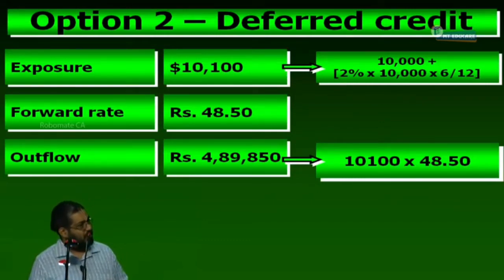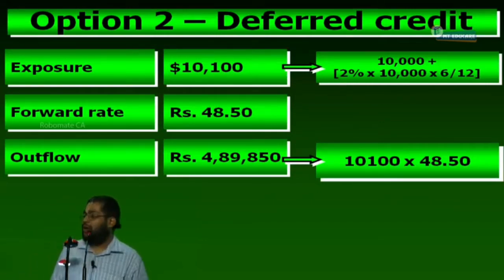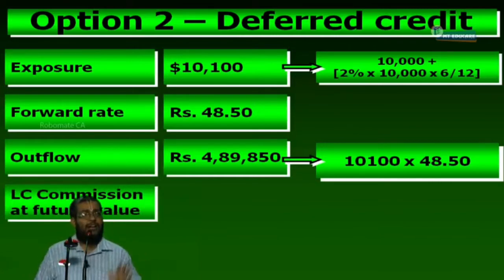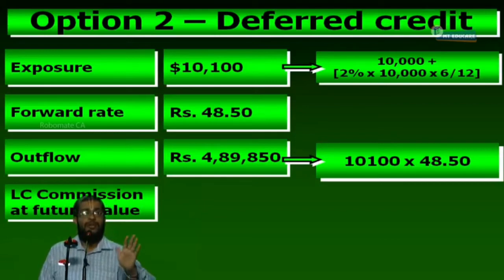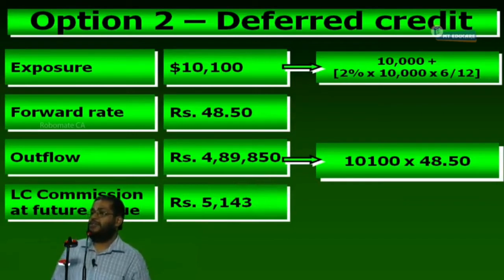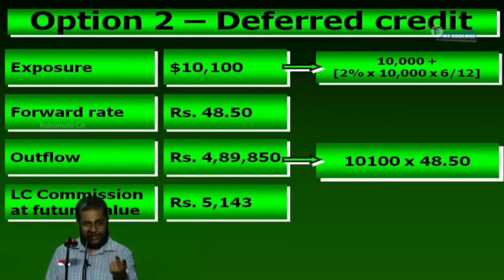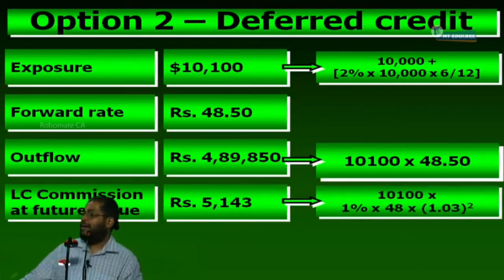Everybody, are you following what I am saying? So now see the calculation. Next is LC commission at future value. Write down LC commission at future value. No need to write. Stop writing and tell me the calculation. 5,143. Don't write here. I'll give you time to write. 2 minutes only to write. Participate. How did I get it?